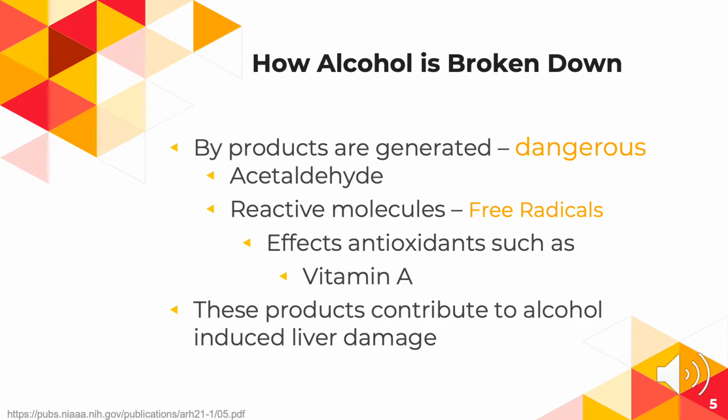Alcohol is broken down in the liver. A number of potentially dangerous byproducts are generated when this happens, such as acetaldehyde and reactive molecules called free radicals. Free radicals are highly reactive molecule fragments that frequently contain oxygen. Small quantities of free radicals are produced as normal byproducts of various metabolic processes. These fragments are quickly scavenged by natural protective molecules in the cells called antioxidants, of which we will be focusing on vitamin A. These dangerous byproducts contribute to alcohol-induced liver damage.